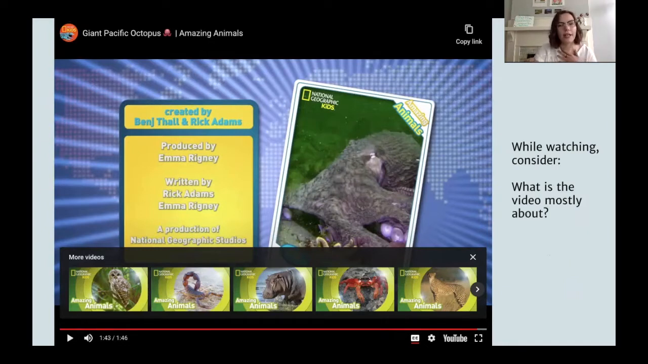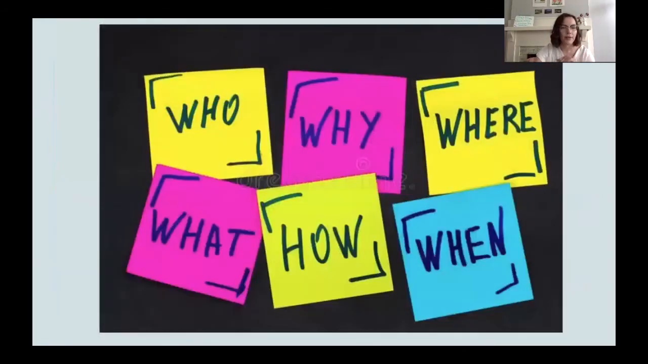The strategy that I would like to work with you all this week on to summarize nonfiction text is called the 5W1H strategy. Our 5 W's are who, what, when, where, why, and our 1H is how. Who, of course, refers to the kind of spotlight in our piece of media, our text or video.